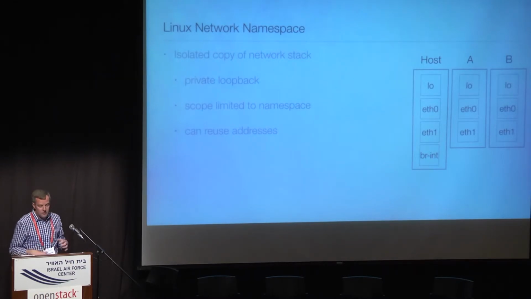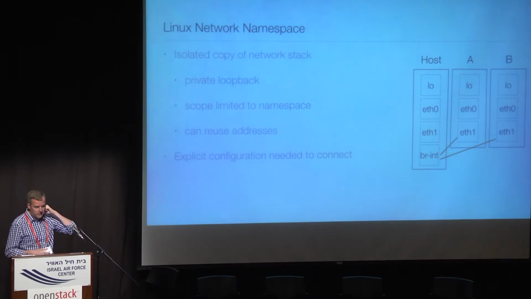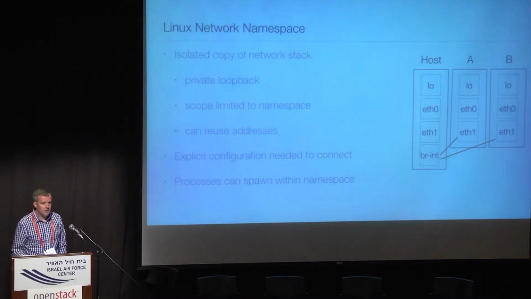And you can reuse addresses. So in the picture here, if you have namespace A and namespace B, each eth0 in both those namespaces could have the exact same IP but be independent of each other. If we need to connect those things, then we have to explicitly connect them. Typically in Neutron, you'll see a bridge called br-int. We will use OVS and patch them together. That provides connectivity from the host networking into the namespaces. And as I said earlier, processes can be spawned within the namespace. This is very useful for running agents such as dnsmasq or metadata services.